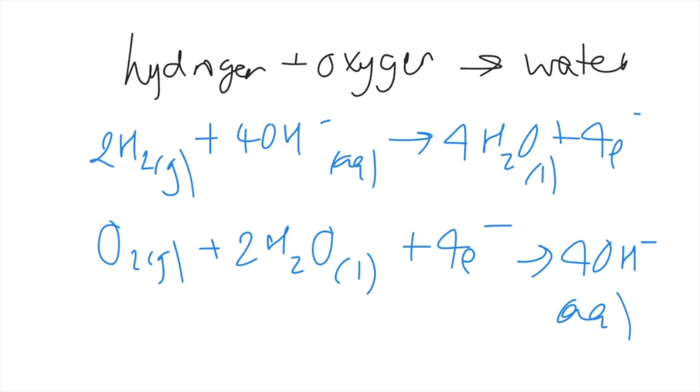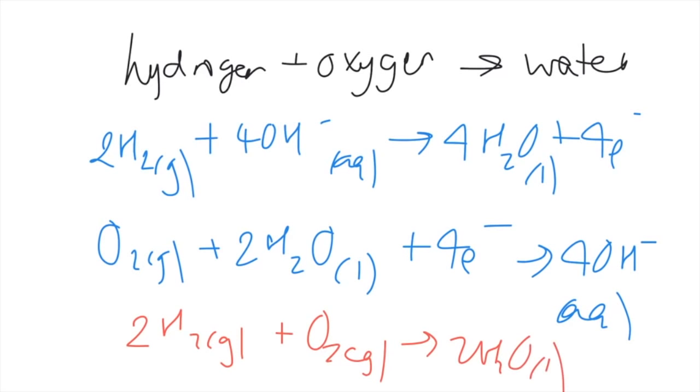And then what you see when you add the electrode equations together, because you've got OH- on both sides of the equation, here and here, do you see that they would cancel each other out? So your overarching final equation would literally cancel down to this. And as we can see, the only waste product here is water.